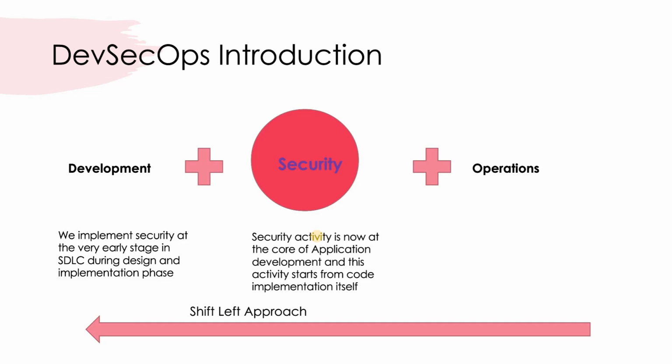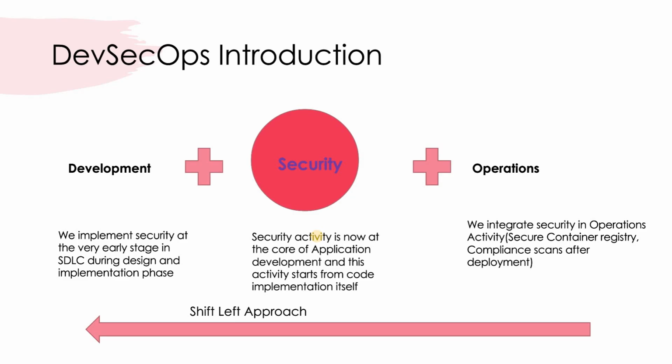Also, we implement security at the operations level. For an example, if we are setting up a container registry, we make sure that only the secure containers are submitted to that container registry, and any kind of security issues that might be present in the existing containers, those are also identified. Also, if we are managing any kind of infrastructure, we implement automated compliance scans.